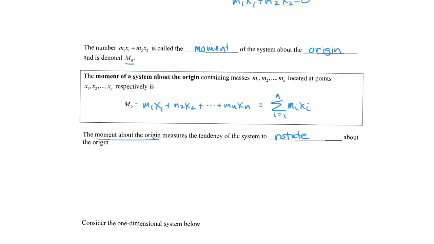So that means this. We could say, if m sub 0 is 0, when that happens, the system is balanced and won't rotate.